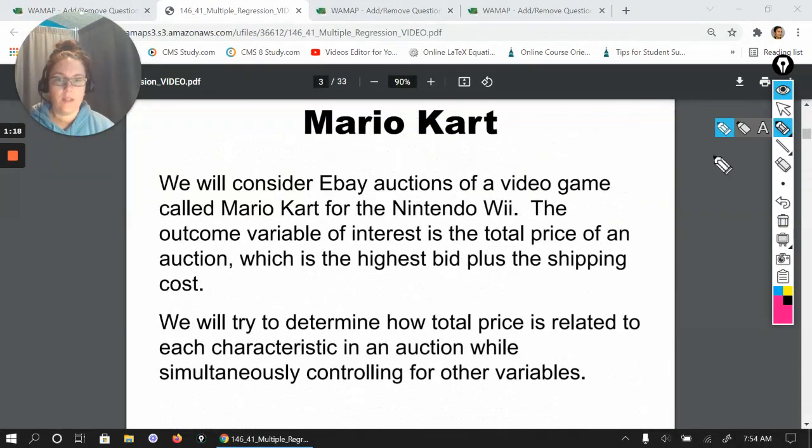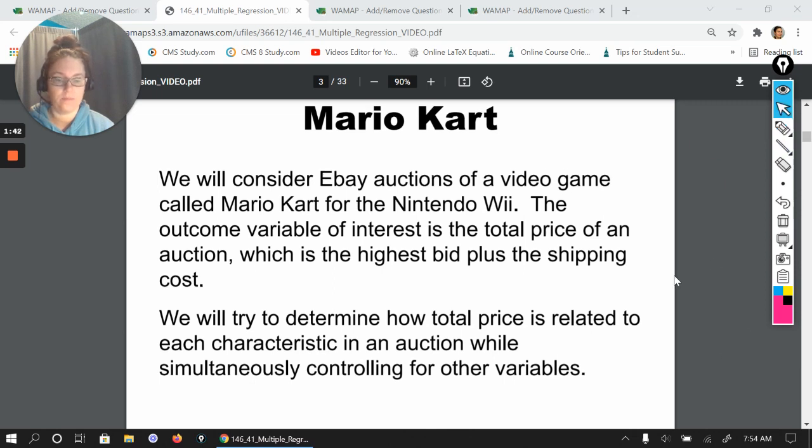We will consider eBay auctions of a video game called Mario Kart for the Nintendo Wii. The outcome variable of interest is the total price of an auction, which is the highest bid plus the shipping cost. We will try to determine how total price is related to each characteristic in an auction while simultaneously controlling for other variables.